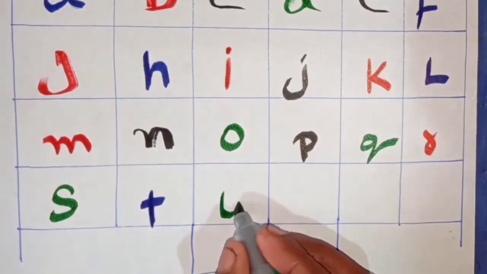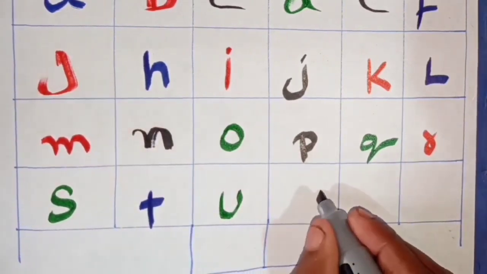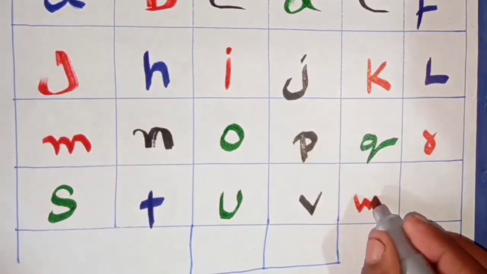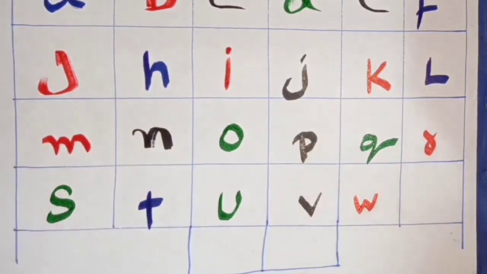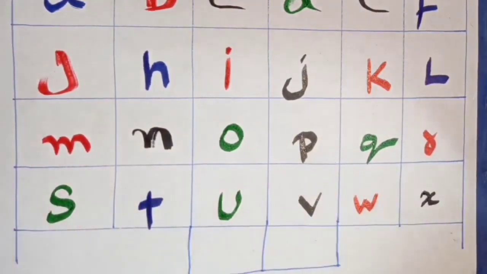Green color U for umbrella. Black color V for van. Red color W for whale. Black color X for X-ray.